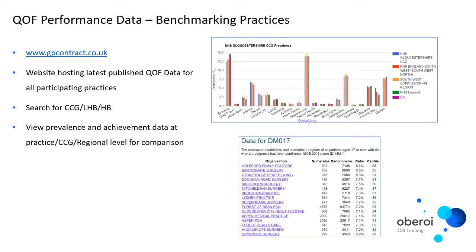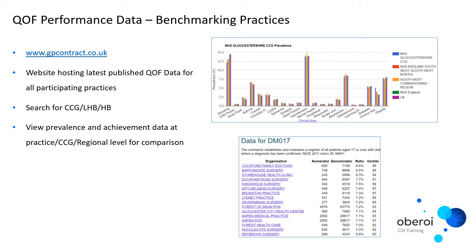So the QOF performance data is really useful for benchmarking practices and for CCGs. There's a website here, www.gpcontract.co.uk. The data is published and it's open for anybody to access. It hosts the latest published QOF data for all the practices that participate, and you can search either for practices or for CCGs or health boards. You can view prevalence and achievement data at all these different levels.